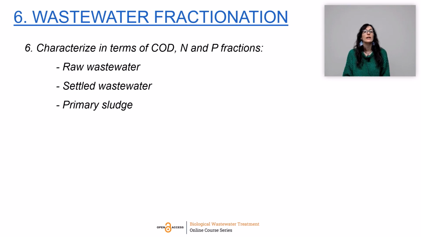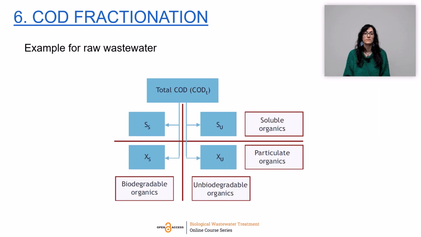Here we are going to characterize the COD, nitrogen and phosphorus fractions of three different streams. And for this, we have to apply the calculation procedure for the fractionation of each variable that we have seen before. Let's start with COD. This is the scheme that we will use as reference for the calculations. The COD here is divided on the one hand into a soluble and a particulate fraction. And on the other hand, we can also divide it into biodegradable and non-biodegradable. And this results in four different fractions that we have to calculate.